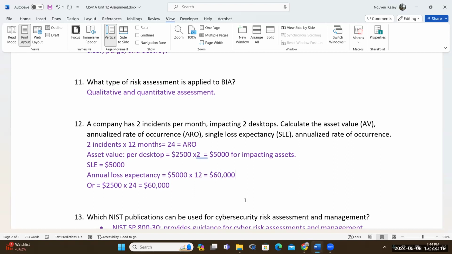You can also take $2,500, multiply it by 24, you also get $60,000. So in a year, this company is expected to lose $60,000. But it's only pertaining to this area, right? The case that's given here. And there could be other things. So when you quantify, you need to specify.